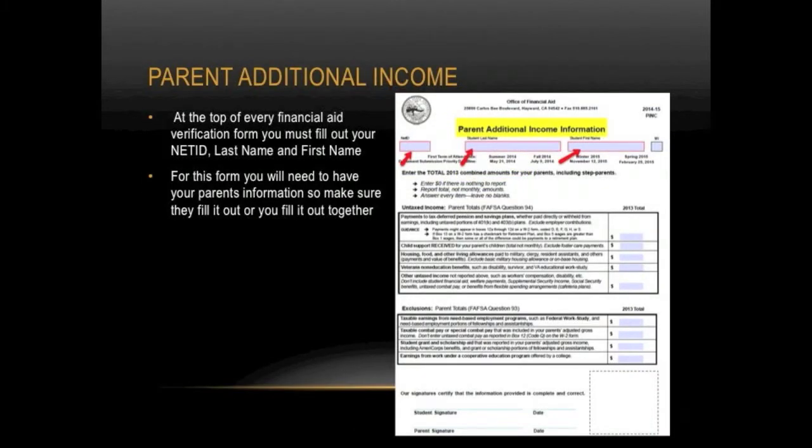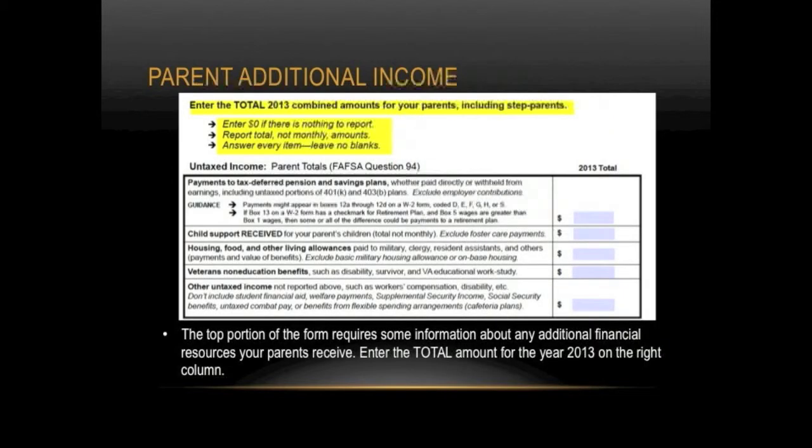Once you have opened the form, you can begin to complete it. At the top, you must enter your NetID, last name, and first name. For this form, you will need to have your parents' information, so make sure they fill it out or you fill it out together. Once you have entered in your NetID and name, you can begin to answer each question.